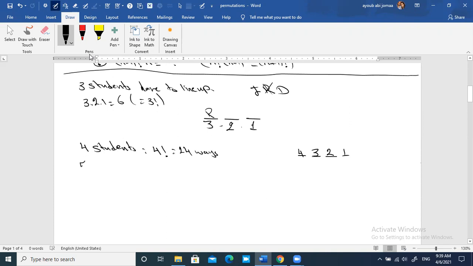If we have 5 students, we get 5 factorial, which is 120 ways. Only 5 students, and we have 120 ways to line up or arrange these 5 students in a row. If you are in a class of 14 students, and you line up in the morning, that gives 14 factorial ways.